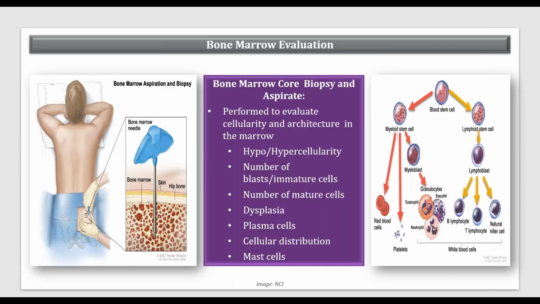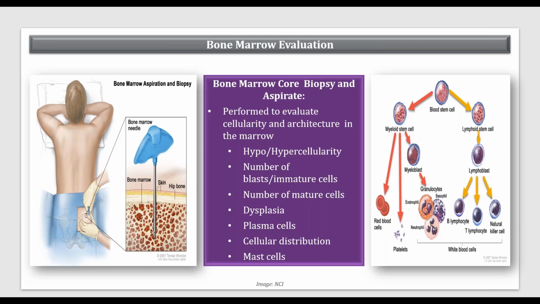So abnormal peripheral blood smears typically prompt a bone marrow biopsy to evaluate cellularity in the bone marrow. So looking for hypo- or hypercellularity, so cytosis or cytopenia. Cytosis meaning too many, so hypercellularity, or cytopenia, hypo, too few. So looking for the number of blasts or immature cells. Too many immature blood cells are usually indicative of cancer such as an AML.